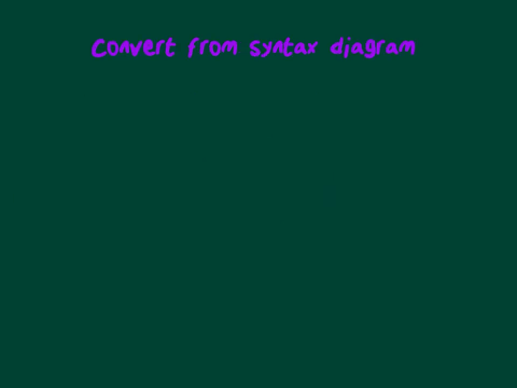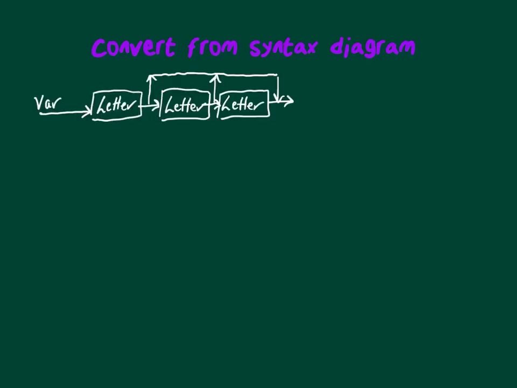In this example, we are going to create the Backus-Naur form from a syntax diagram, and a syntax diagram is something which looks a lot like a flowchart, but it defines, again, it's another way of defining the grammar of a programming language. And so this is a syntax diagram for the same example as the previous image. So variable is a letter by itself, or variable is a letter and a letter, or variable is a letter followed by a letter followed by another letter.